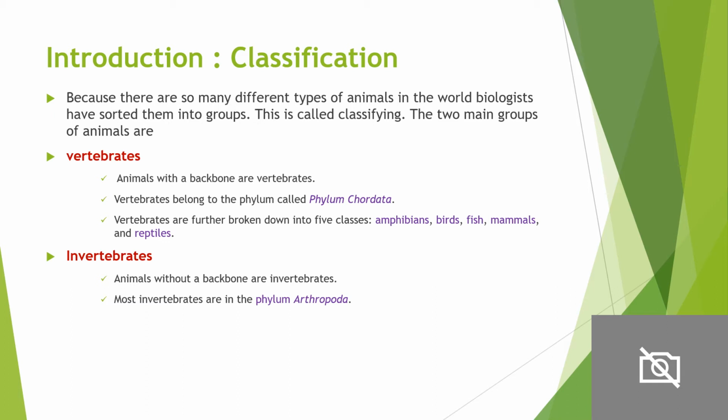Now invertebrates. What do invertebrates mean? Animals without a backbone are called invertebrates. Most invertebrates are in the phylum Arthropoda. There are many phyla in the invertebrates, but most of them come under Arthropoda, in which nearly 9 lakh animal species are included. That we'll see when we go through each phylum individually, and I'll explain it then. So invertebrates are animals without a backbone, and most invertebrates are in the phylum Arthropoda. Next we go to the next slide.